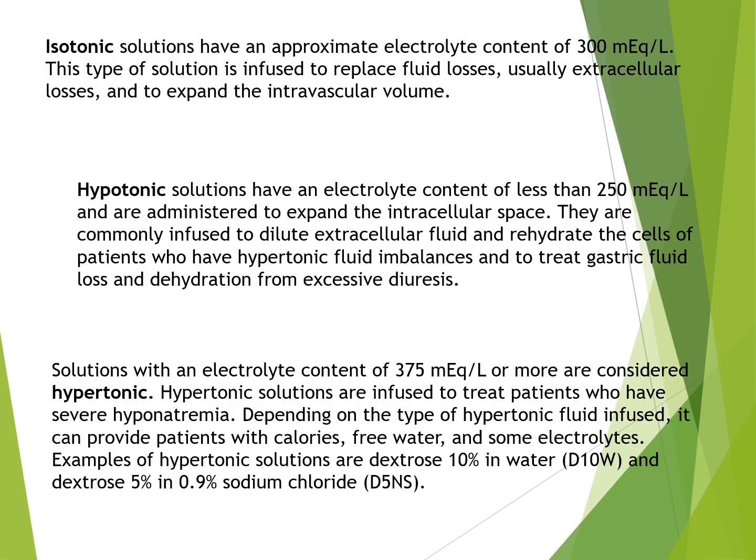Isotonic solutions have an approximate electrolyte content of 300 milliequivalents per liter. This type of solution is infused to replace fluid losses, usually extracellular losses, and to expand the intravascular volume. Hypotonic solutions have an electrolyte content of less than 250 milliequivalents per liter and are administered to expand the intracellular space. They are commonly infused to dilute extracellular fluid and rehydrate the cells of patients who have hypertonic fluid imbalances, and to treat gastric fluid loss and dehydration from excessive diuresis. Again, getting the cells hydrated once again with hypotonic solutions.